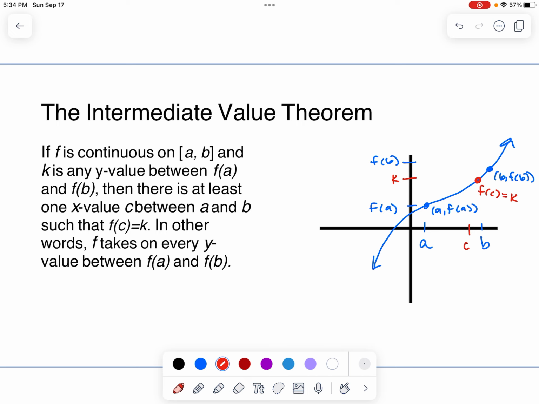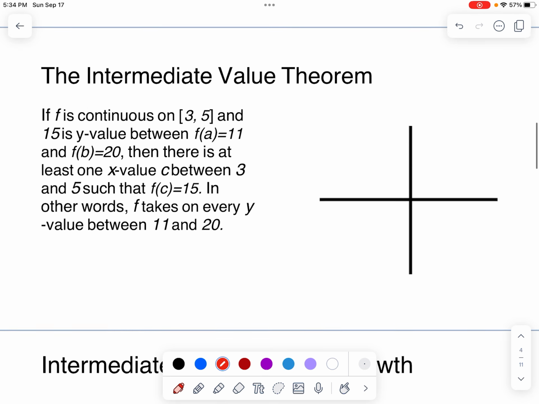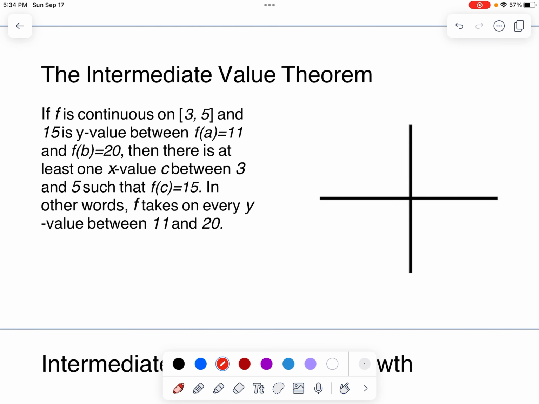And so that's what this is saying. And I'm going to give you another example with some numbers, and then I'm going to give you another example that's a little bit more conceptual. So this is the same thing, except I plugged in some numbers for you. And sorry, this should say f of 3, and this should say 5. So this is the same problem.